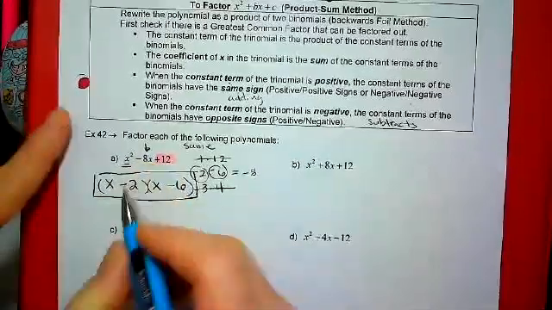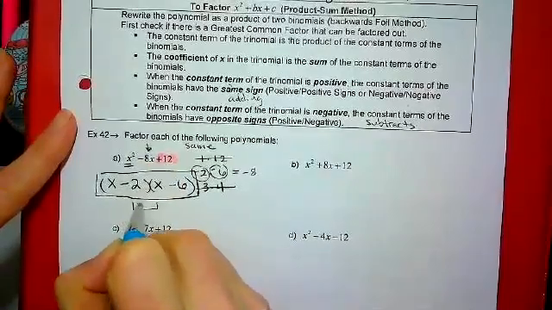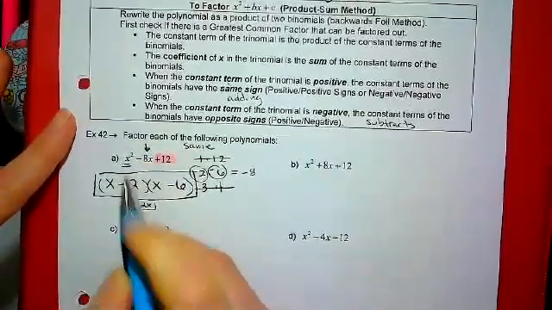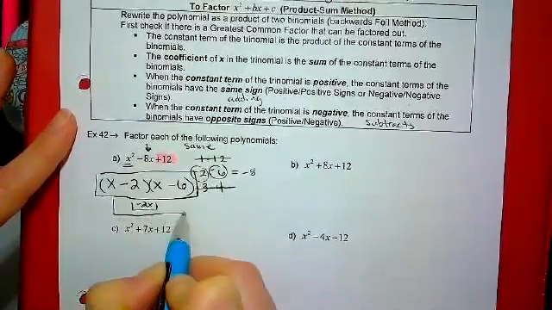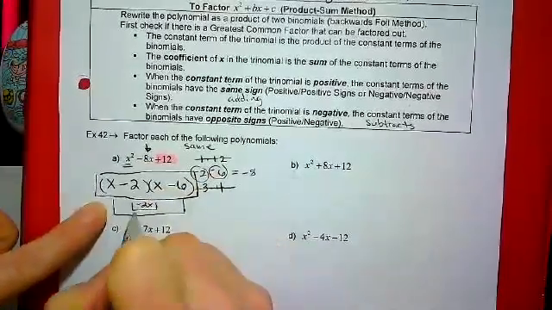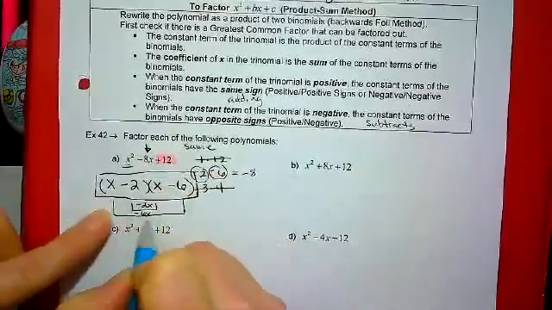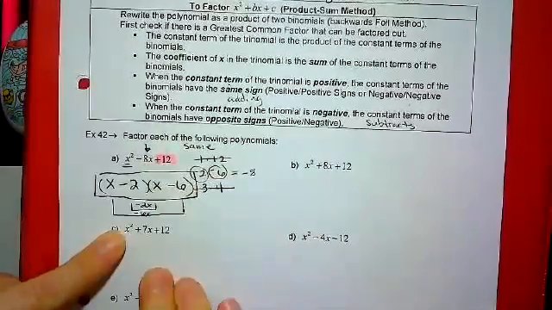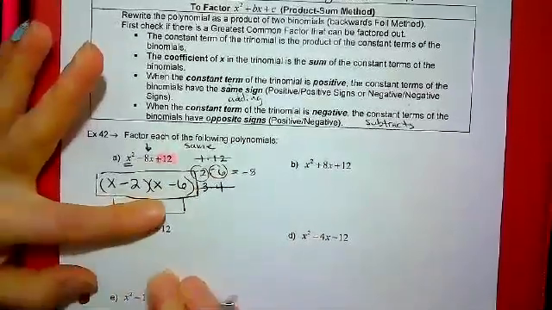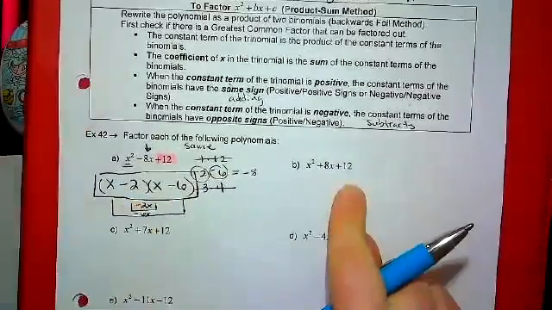Your middle term comes from the multiplication of your inner, so -2 times x would be a -2x, and your outer term, so that'd be a -6x. When you combine those, that does make a -8. So we did the right factoring. Let's look at another example.